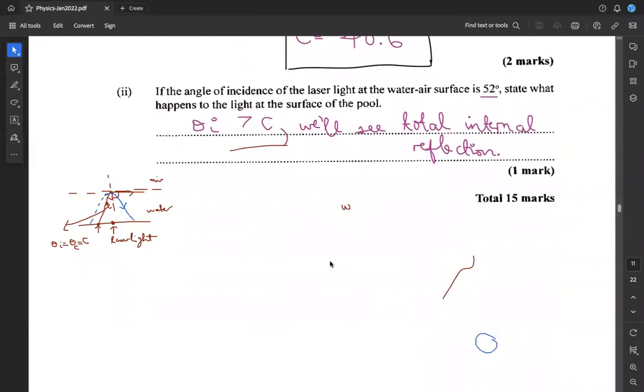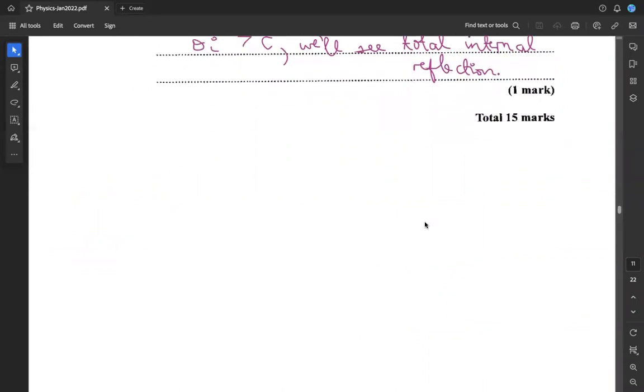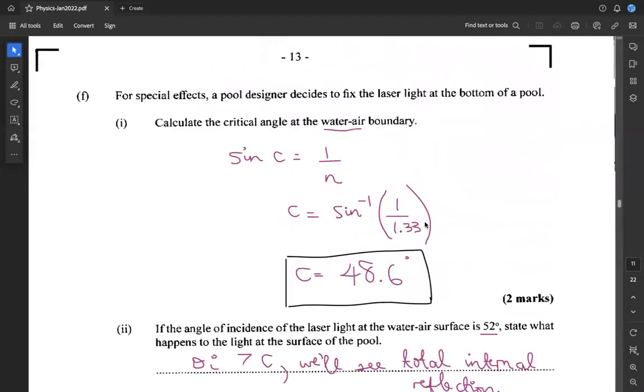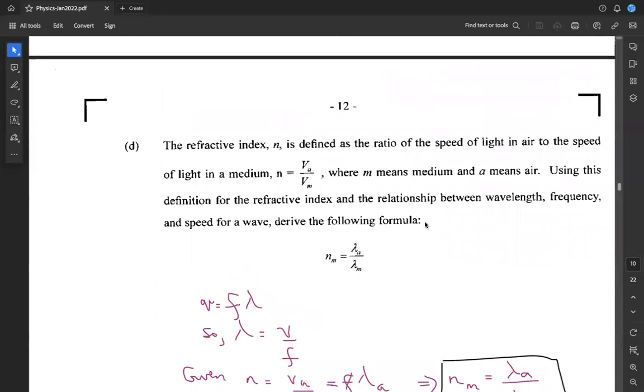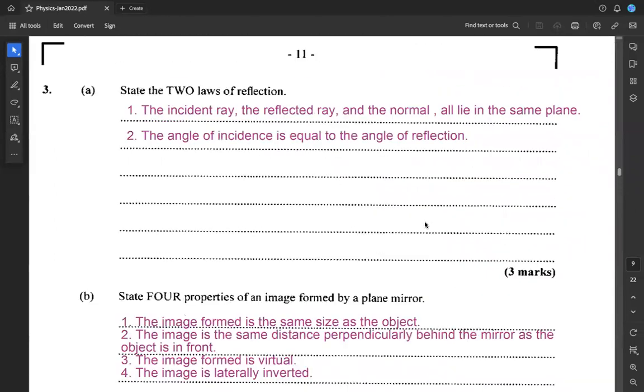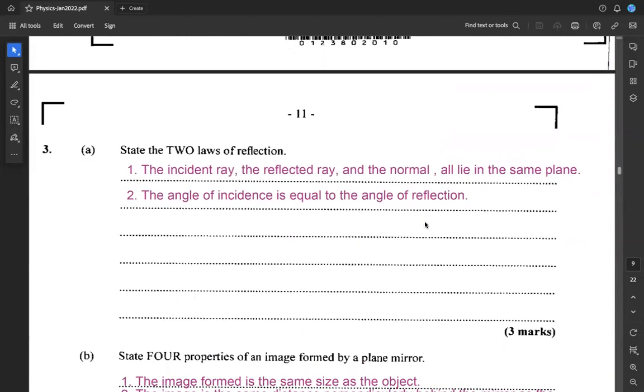And that's it, guys. That's all that they wanted us to do for this question. So let me clear that. Again, this question is question number 3 from the January 22 CSEC Physics Paper 2.